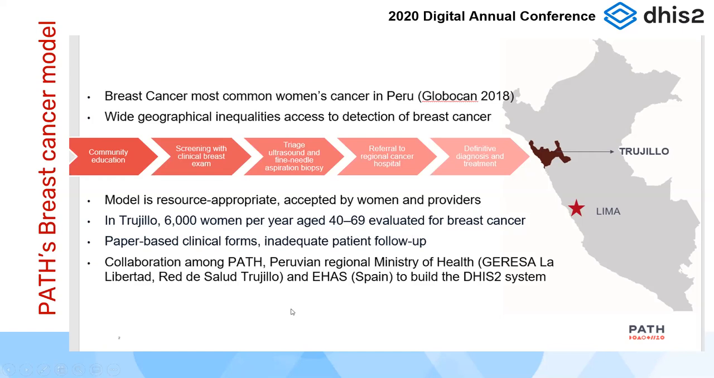We've had an excellent collaboration between PATH and the Peruvian Regional Ministry of Health, which is Gerencia Regional de Salud La Libertad, and the City of Trujillo's health network, La Red de Salud Trujillo. And Ejas in Spain has been building the system. We have weekly meetings, and I just can't highlight that enough. It's an excellent way forward.